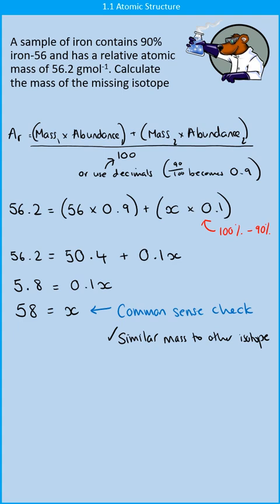And then the other thing is that I already have iron-56, and I've got another isotope, and that's led me to have a relative atomic mass that is bigger than 56. So I know that the new isotope that I'm just finding out the mass of must be heavier than 56. So in this instance, 58 is bigger than 56, so we're on to a good thing there.